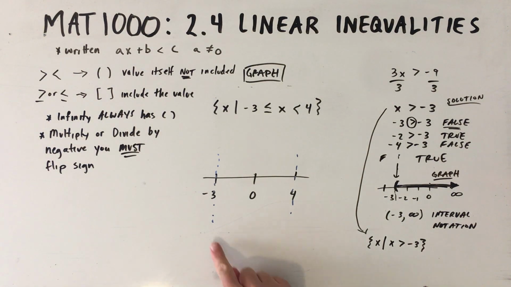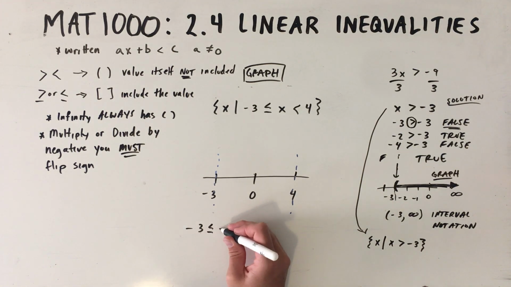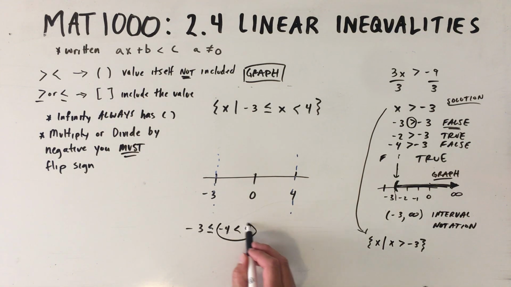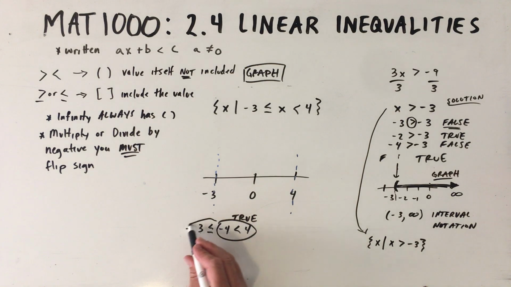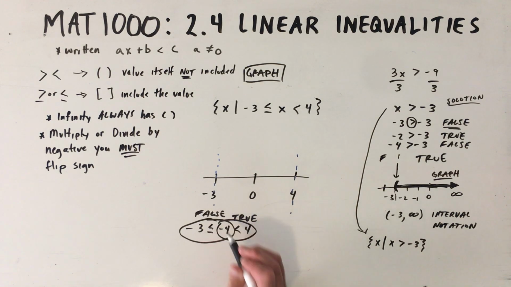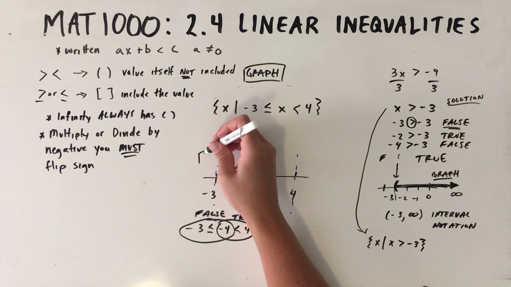Well, if I plug in a negative 4, negative 3 is less than or equal to negative 4, which is less than 4. This part of the statement is false, but this part of the statement is true. If either part of the statement is false, then the whole thing is false. So over here, negative 4 is not a value that will work. This is false.